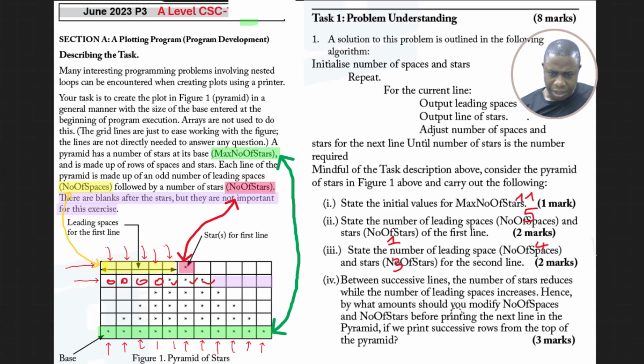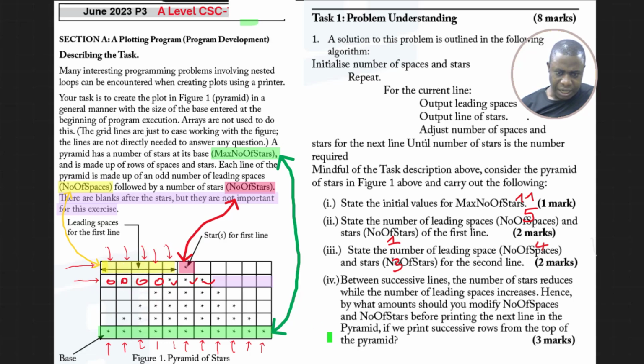Hence, by what amount should you modify the number of spaces and the number of stars before printing the next line in the pyramid if we print successive rows from the top of the pyramid? So if we are to print successive rows from the top, that is, we'll print the first line, second, third, fourth, fifth, sixth. By what amount should we modify the number of leading spaces and the number of stars?